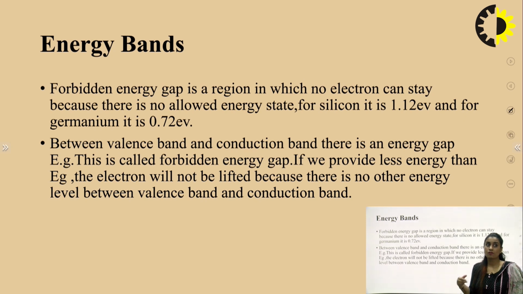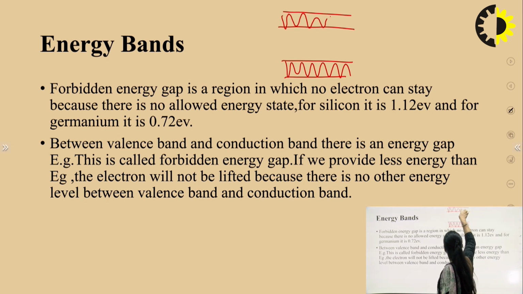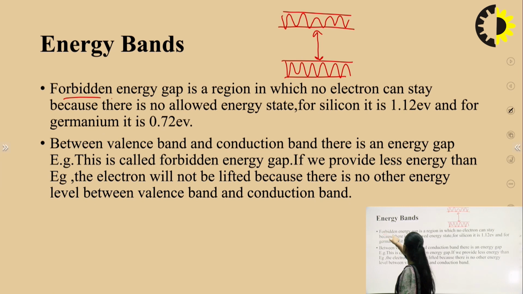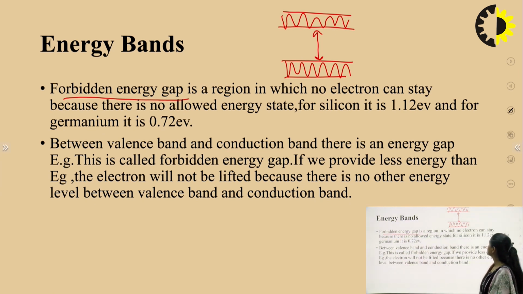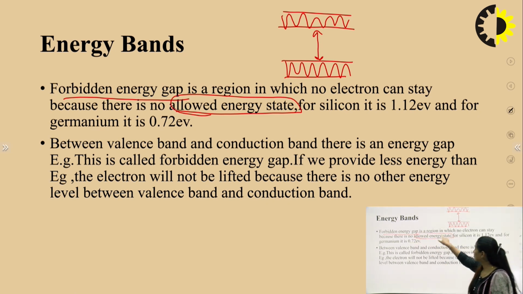Now what is forbidden energy gap? This is one energy band, this is another energy band. Like this is the valence band, suppose this is the conduction band, and the band gap between two energy bands is called the forbidden energy gap. It is a region in which no electrons can stay. As the name suggests, forbidden. Electrons cannot stay here. It is forbidden because there is no allowed energy state. Either the electrons have to be in the valence band or in the conduction band.